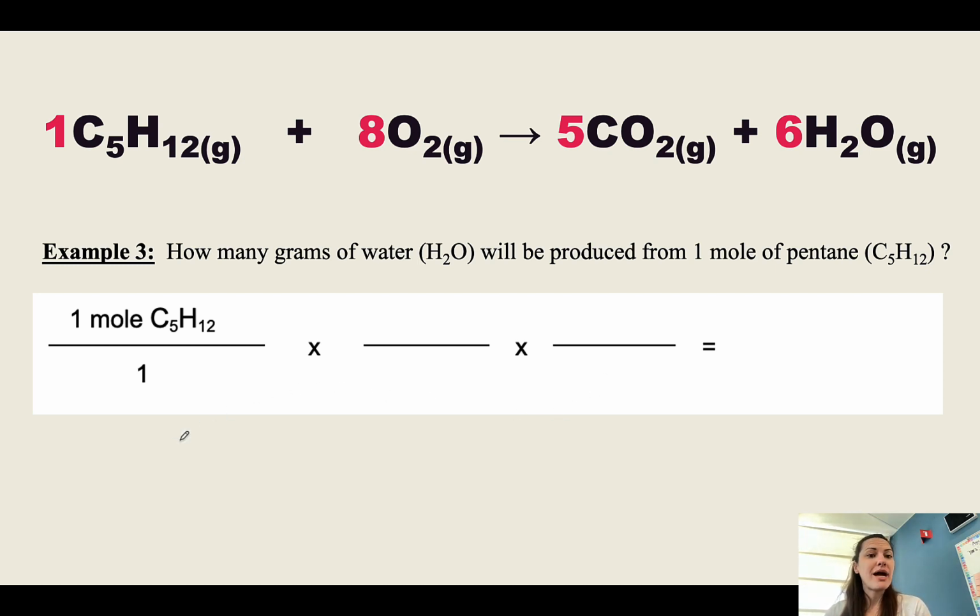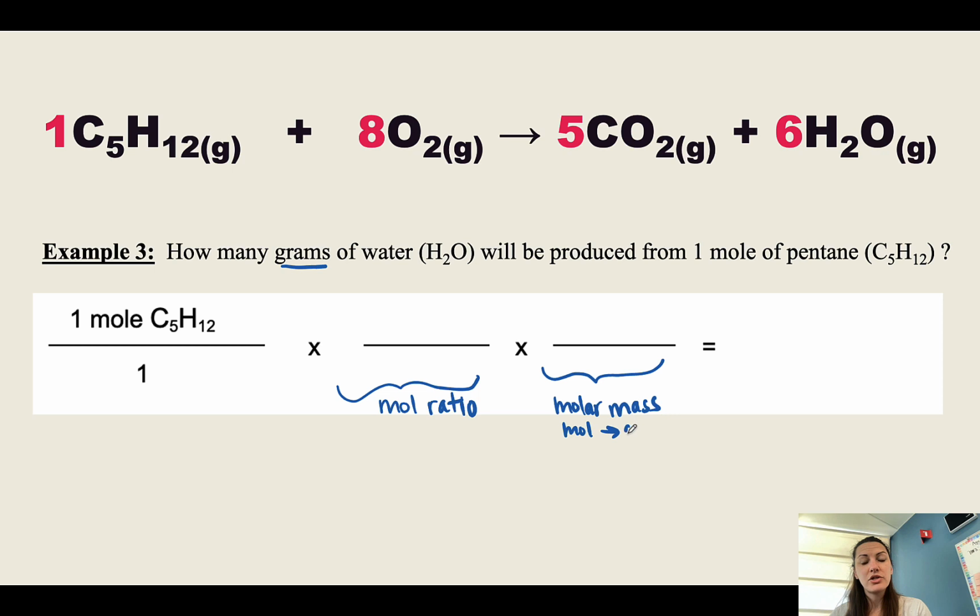Let's try one more problem. This problem is unique because it's asking us how many grams of water will be produced from 1 mole of pentane. And this is different because we're going to have to do 2 different steps. Our first step is going to be our mole ratio, and that's going to convert our moles of pentane to moles of water. Our second step is we're going to use our molar mass of water, and that is going to be able to convert from moles of water to grams of water.